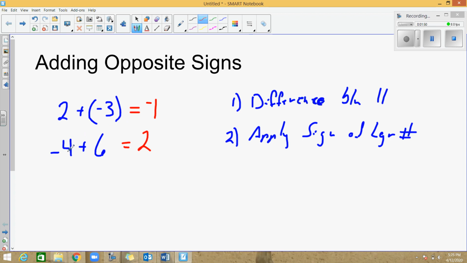In this case, the absolute value of negative 4 is 4. The absolute value of 6 is 6. 6 is larger than 4 by 2. 6 is larger, and it is positive, so we really don't have to put the positive sign there, since it is assumed to be positive. Please make sure you understand this is a very simplistic explanation of what we're talking about.